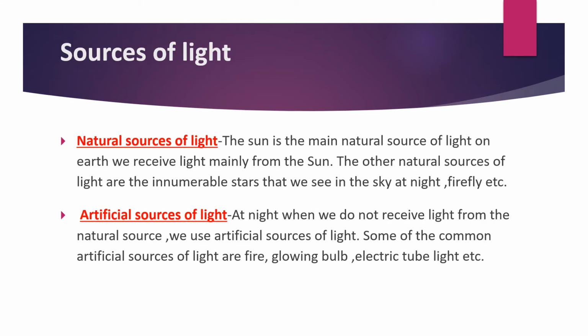Sources of light. Here we are going to discuss the two sources of light, which are natural sources of light and artificial sources of light. Now let us discuss what are natural sources of light. The sun is the main natural source of light on earth. We receive light mainly from the sun. The other natural sources of light are the innumerable stars that we see in the sky at night, firefly, which is commonly known as Jugnu, etc.